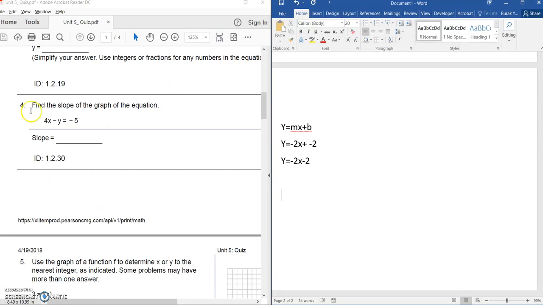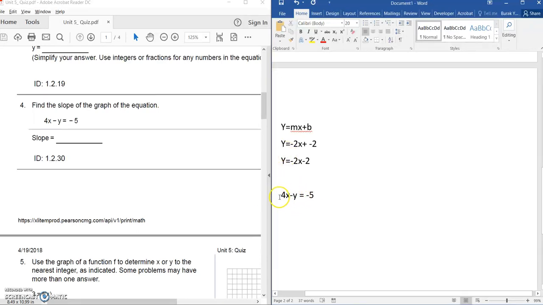So number 4 here, they're giving us an equation and the question is find the slope of the graph of this equation. So since the equation is given, if I can put this equation in the slope-intercept form, which is y equals mx plus b, then I can easily identify the slope, which would be the coefficient of x, so m here. So my original equation is 4x minus y equals -5.